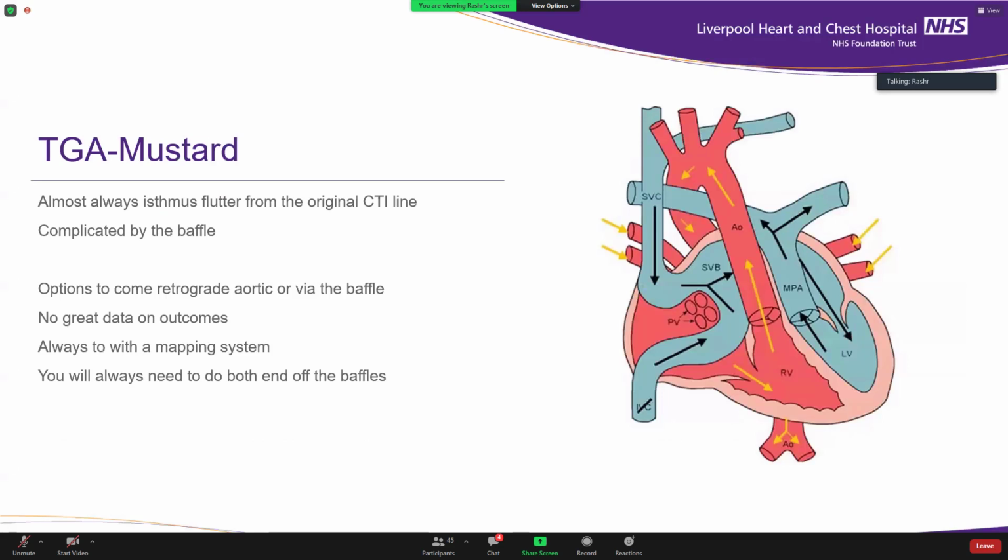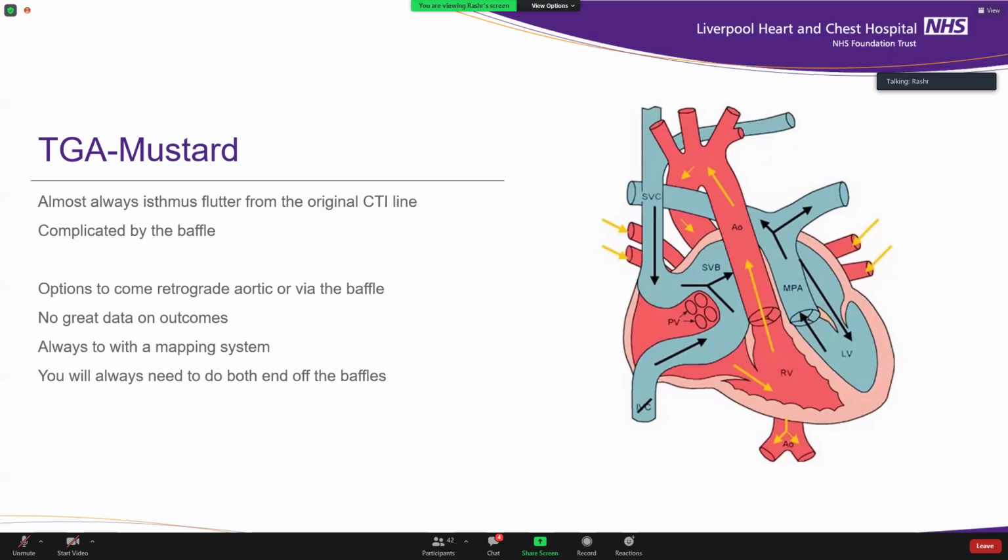So moving on to the third of my more important groups in complex congenital ablation is the transposition treated by Mustard, which thankfully are becoming a thing of the past here with the arterial switch operation. But I still have quite a large cohort in this region.